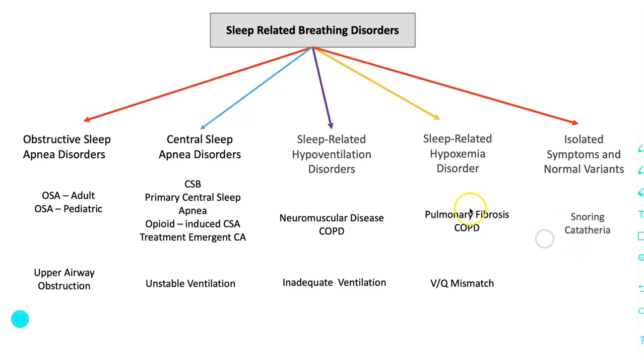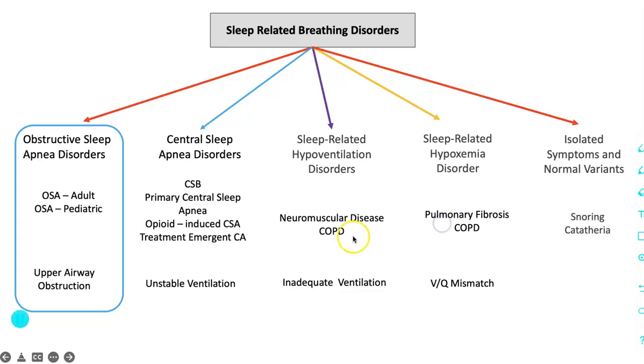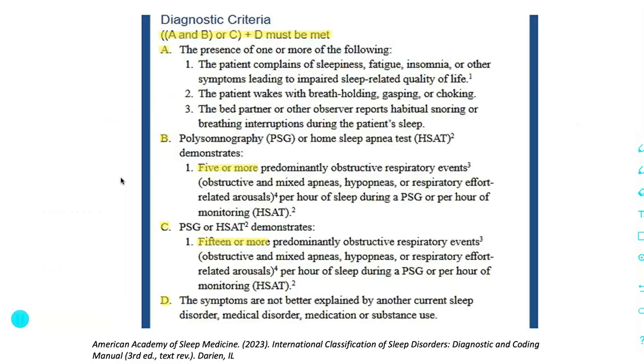So yesterday we were discussing obstructive sleep apnea diagnosis and clinical symptoms, risk factors, associated comorbidities, and the economic, financial, or social impact, etc. If you look at the diagnostic criteria, we saw it yesterday. A and B plus D, or C plus D, is required to meet the diagnostic criteria.